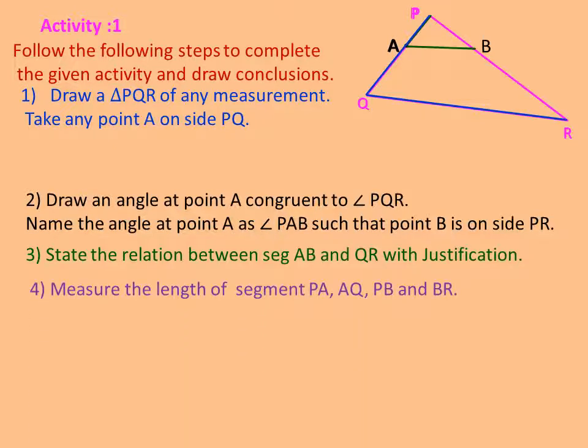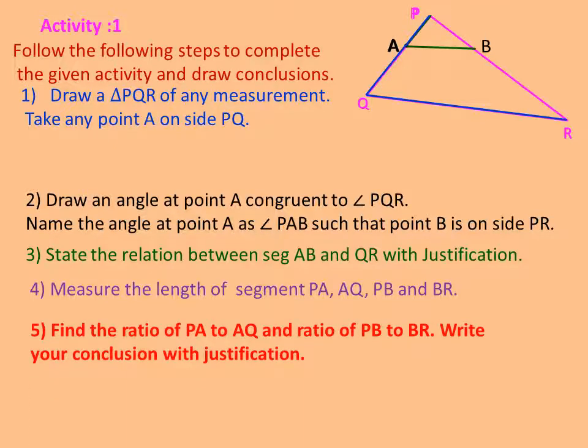Then you have to measure the length of segments PA, AB, PB and BR. The best way is to take the measurement exactly from the diagram you have constructed on the paper, and then with the pointer you can check it on a scale. So you will get a more precise one, and you note it down. So all four segment lengths you have got.